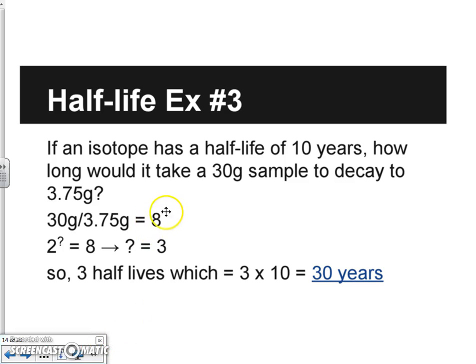So don't just think this number is 8 and go 8 times 10 and I'm done. It's really, okay, how many half-lives would get me to 8? So 2 to the what power? Don't fall into that trap there. So then, if we have 3 half-lives, and one half-life is 10 years, our final answer there is 30 years to finish up.